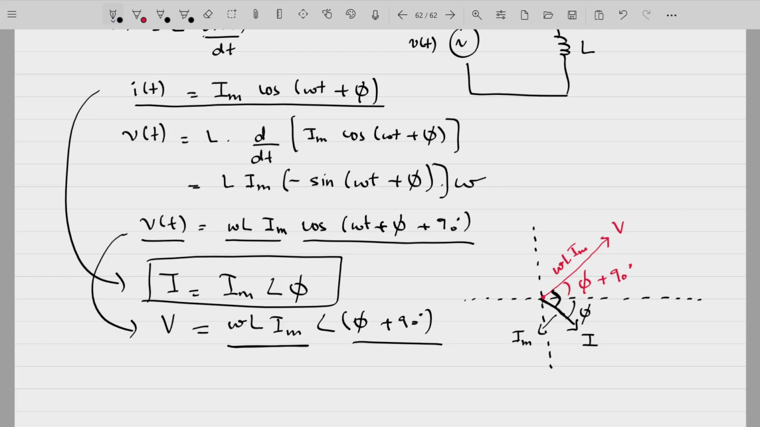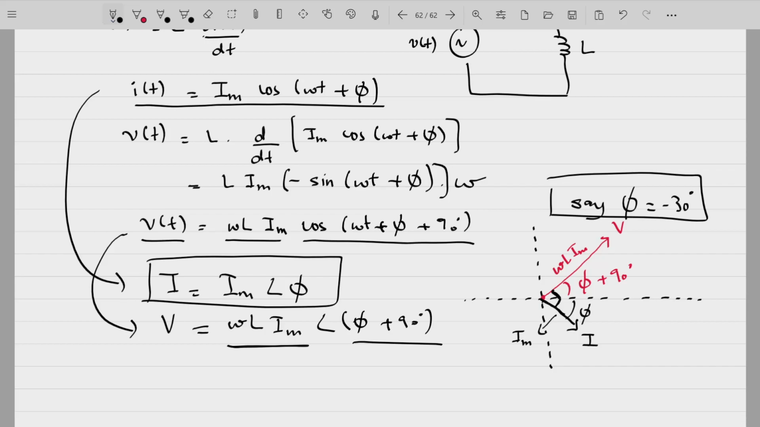What I'm actually drawing here is, say for example, phi is equal to minus 30 degrees. This is just an assumption. So if phi is equal to minus 30 degrees, the plot of I will be in the fourth quadrant. You have to draw it at minus 30 degrees to the x-axis, and V will be minus 30 plus 90. That means at 60 degrees to the real axis. That will be in the first quadrant.